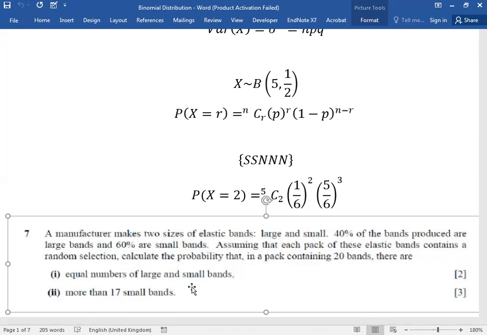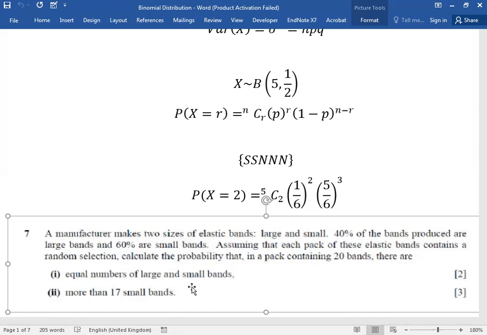Two things we need to check: do we have a fixed number of trials? What are we doing? What is the scenario saying? We are picking out a pack of bands. How many trials will there be? I will open the packet of bands and see this is large, small, large, small, large, small. Can I model it through focus?